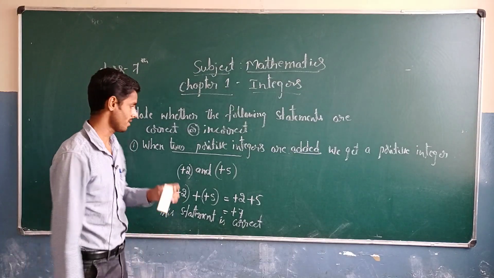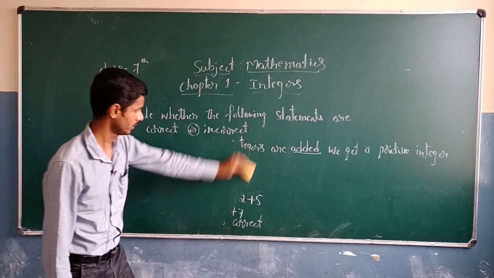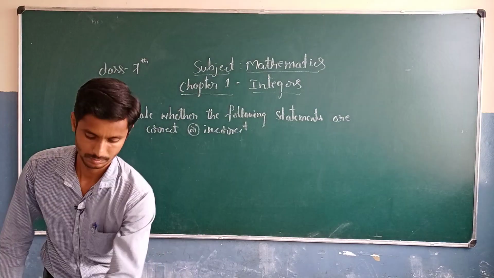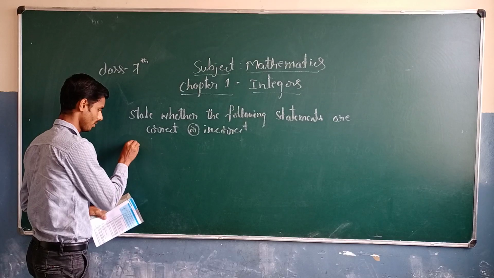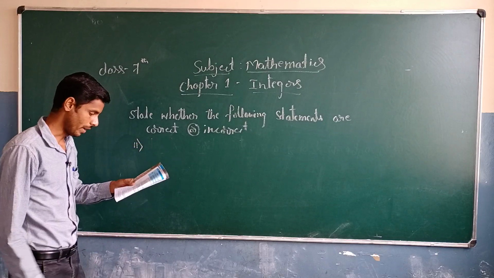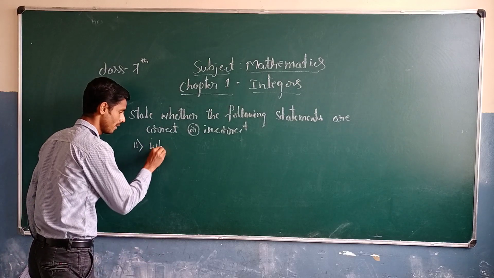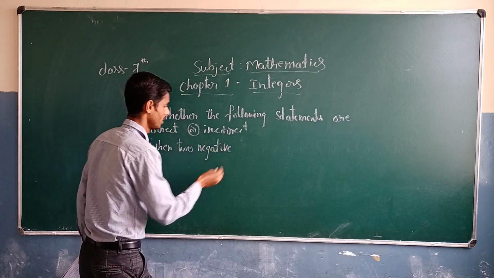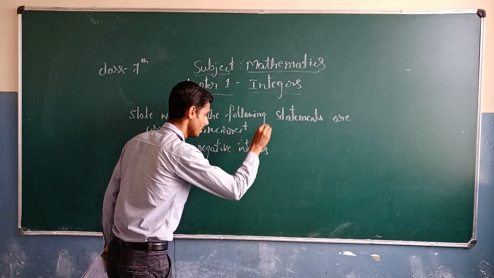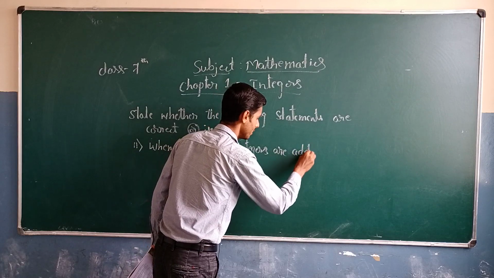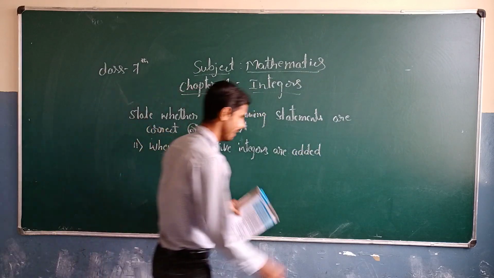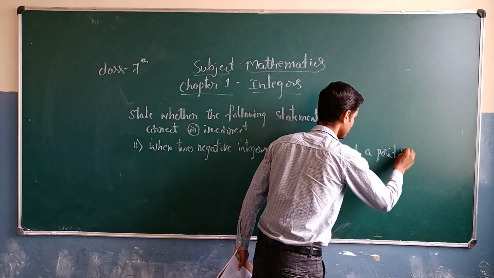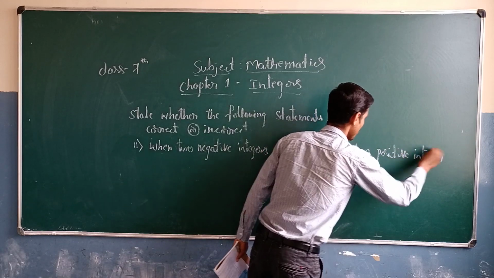Okay, our second statement is: when two negative integers are added, we get a positive integer.